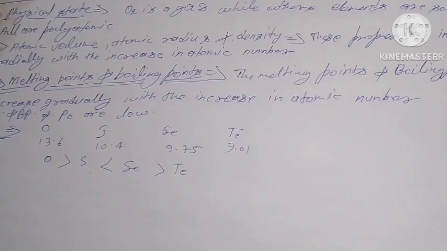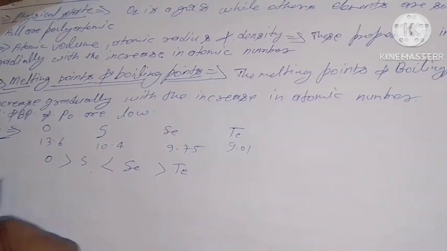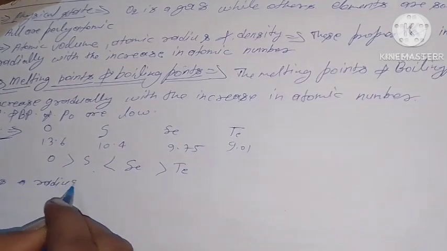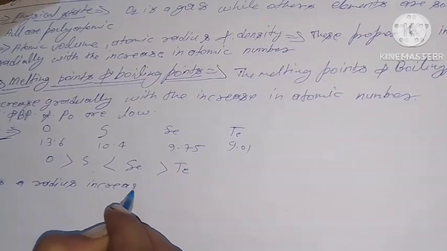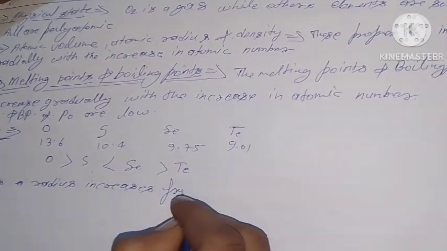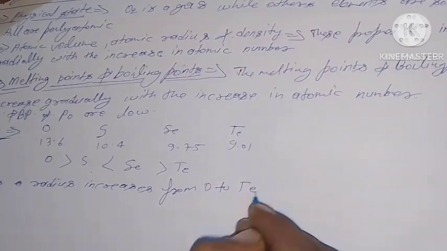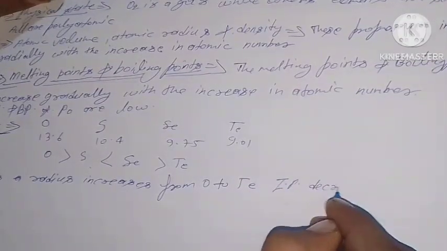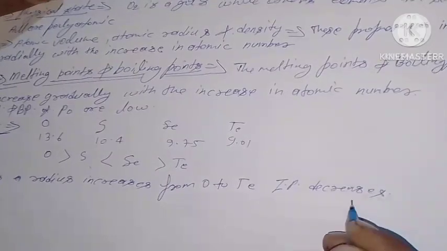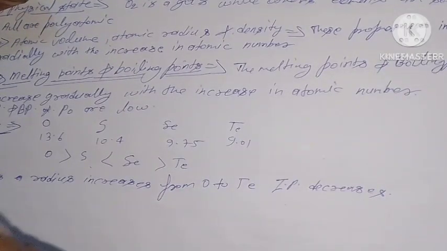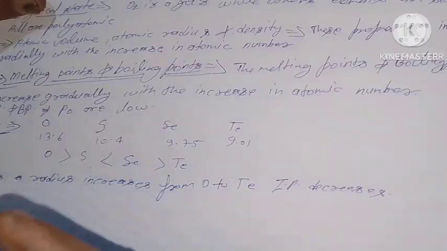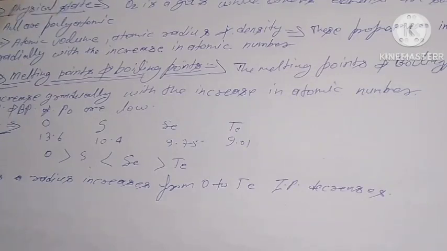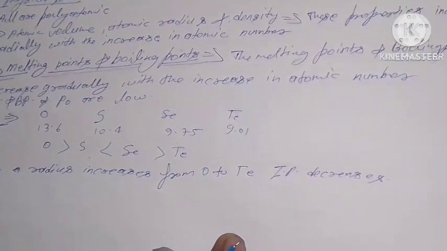As radius increases from oxygen to tellurium, ionization potential decreases. The decrease in ionization potential from sulfur to selenium is small due to small increase in radius because of d-block contraction.